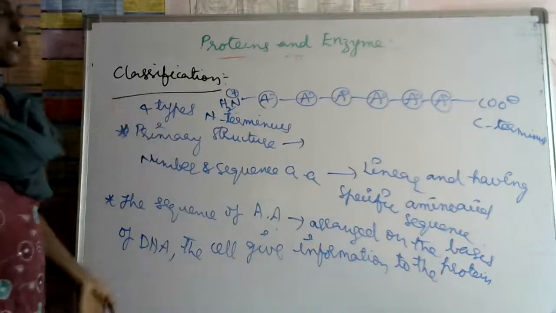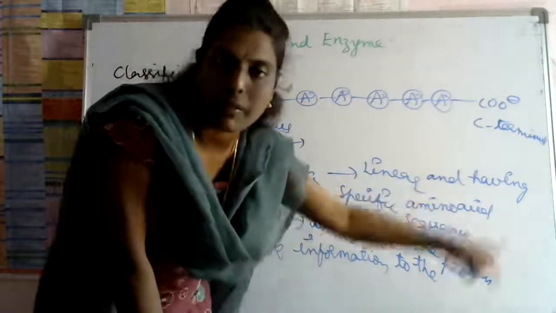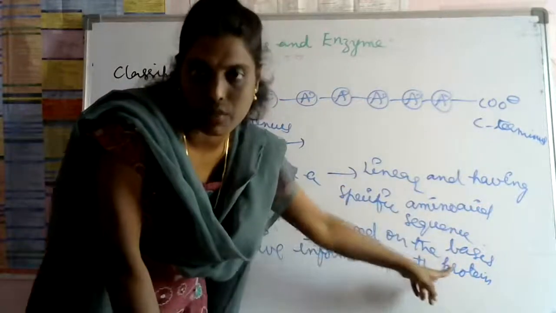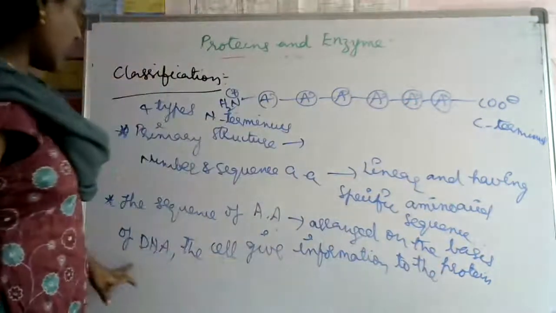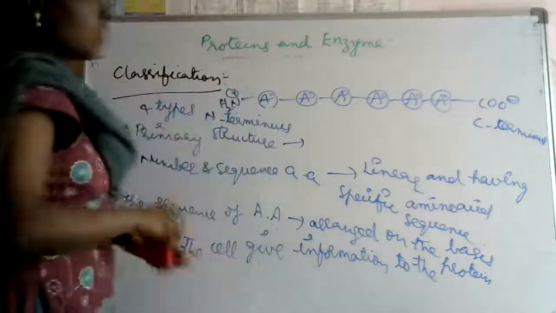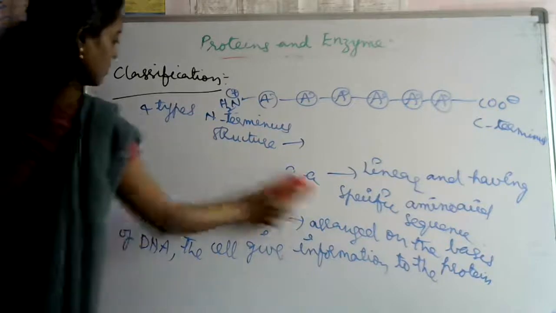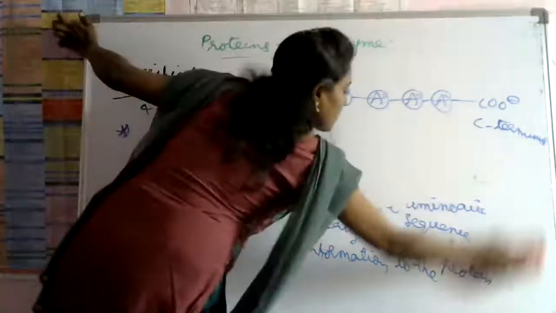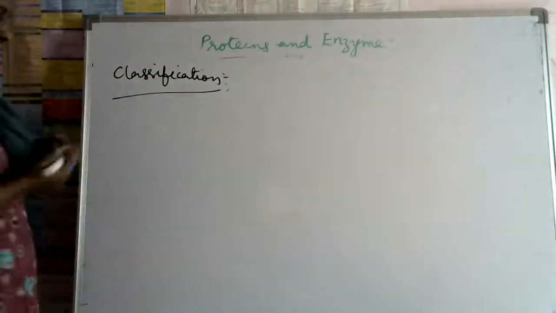So this is the primary structure. Let's go for secondary structure. For primary, you have to remember it is linear and has a specific amino acid sequence. The sequence of amino acids is arranged on the basis of DNA, and immediately the cell gives information to the proteins. So this is about the primary structure of proteins. Then let's see the secondary structure.